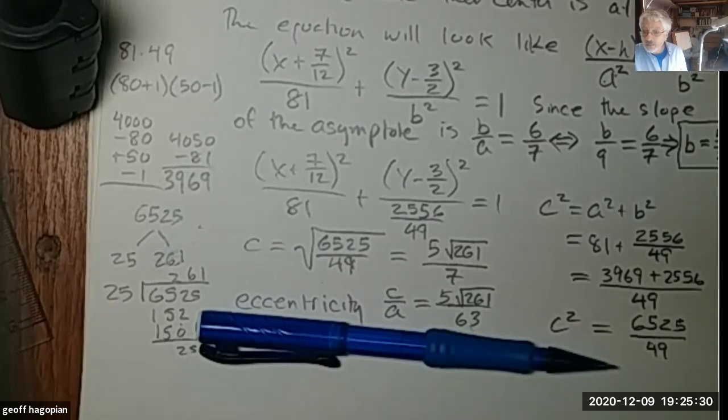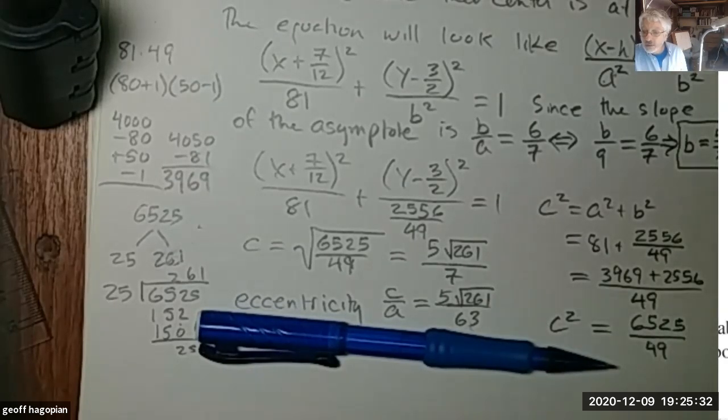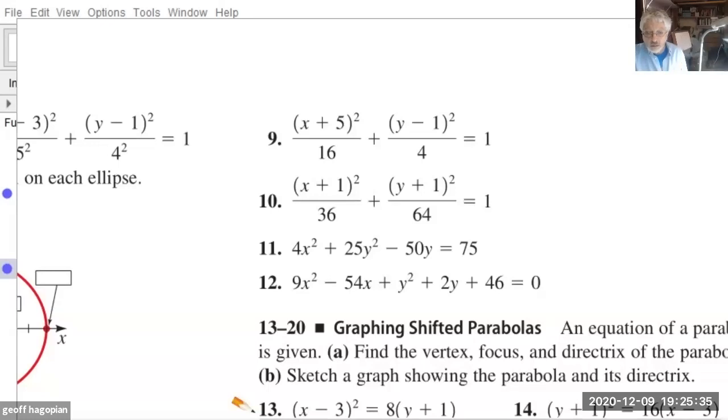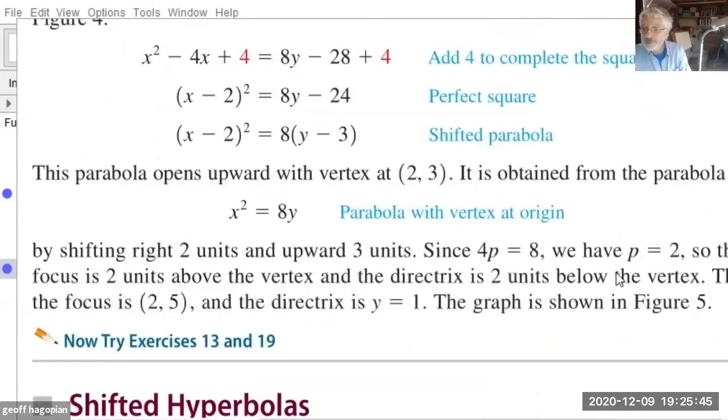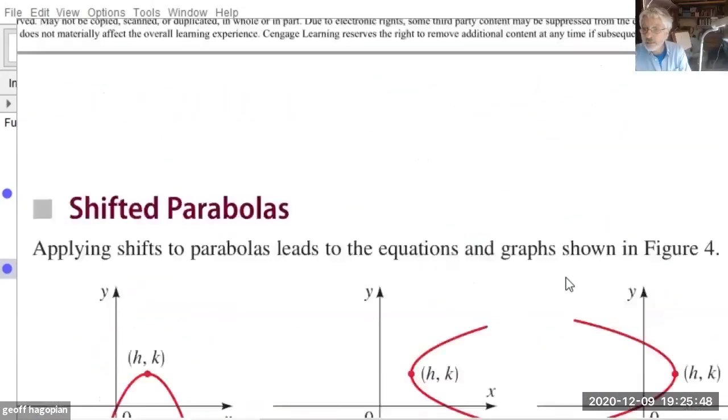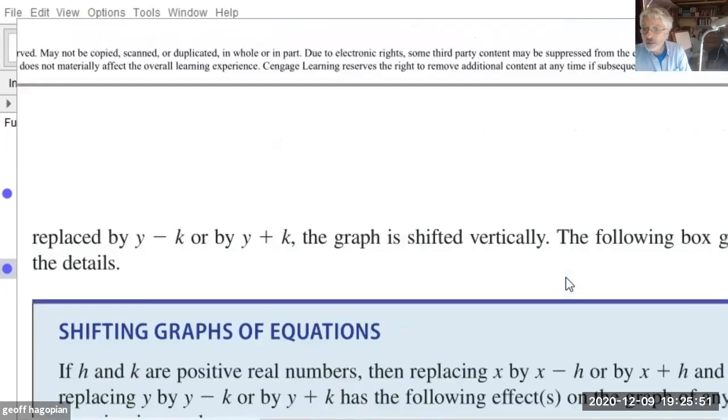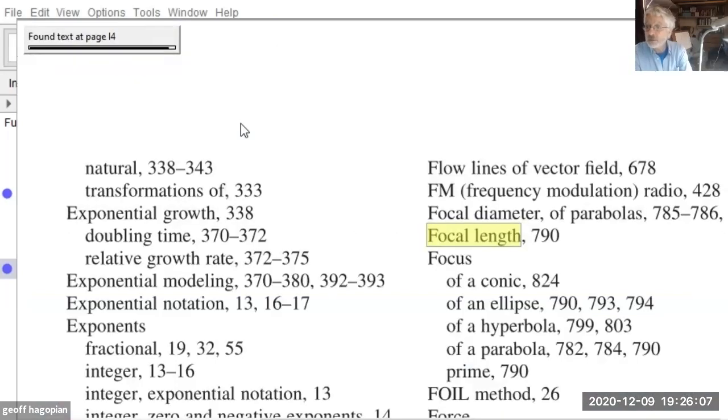So where is the text? That's here. Let's bring it up. And I'm going to scroll up a little bit. These are shifted parabolas. So I think we want to go up here and search for focal length. Is that even discussed in this text? Oh, it's searching, it's searching. It's going through 1,000. Oh, focal length on page 790.